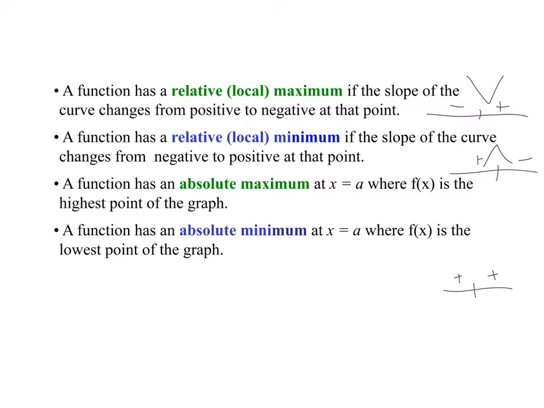So for a graph that has an absolute max or min, or absolute location, again, we're just dealing with the overall graph itself. So typically it's sort of like dealing with the range. So if you had a graph something like this, that would be our absolute maximum, and down here would be our absolute minimum.